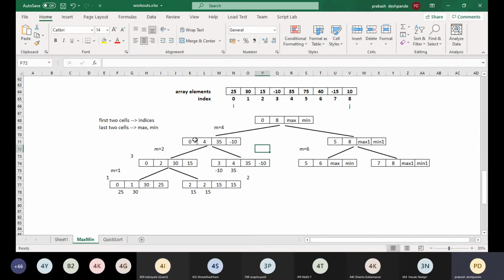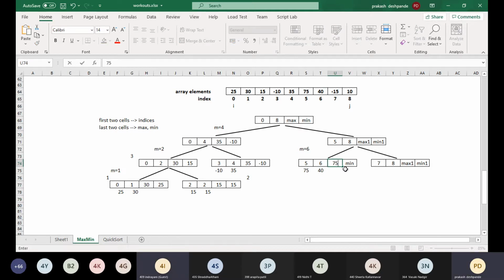Now, the left half of the original problem has been solved, right? Now we have to start working on the right hand side of the original problem. So we will again reach its bottom part. At index 5, we have 75, and at index 6, we have 40. So between these two, which is maximum?